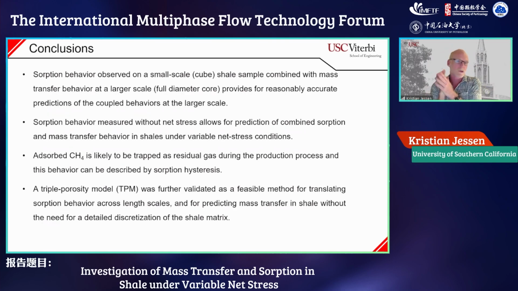So to reach a couple of conclusions, sorption behaviors from small scale samples can be combined with larger scale measurements to provide reasonably accurate prediction of coupled behaviors of mass transfer and sorption. We also infer that the sorption measurements we do are in the absence of net stress, and we can even use that to predict the sorption behavior in a larger sample that is under some net stress, which is good. So we don't have to worry too much about the stress state when it comes to the sorption behavior.